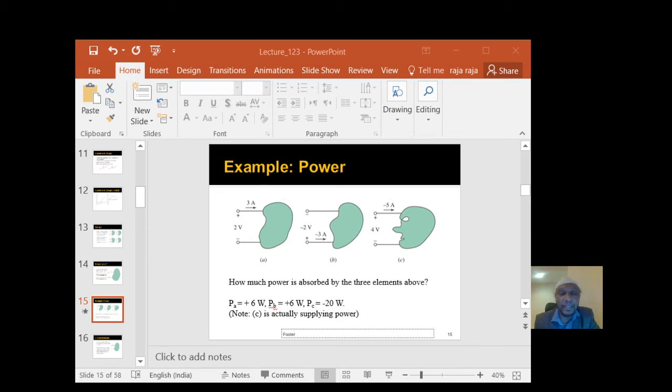Okay, so our electricity company supplies the energy to us, and we are absorbing the energy by using our electrical loads and batteries also. So this is the concept of power being positive or negative. Then we identify whether our element is absorbing or delivering. So, next one.